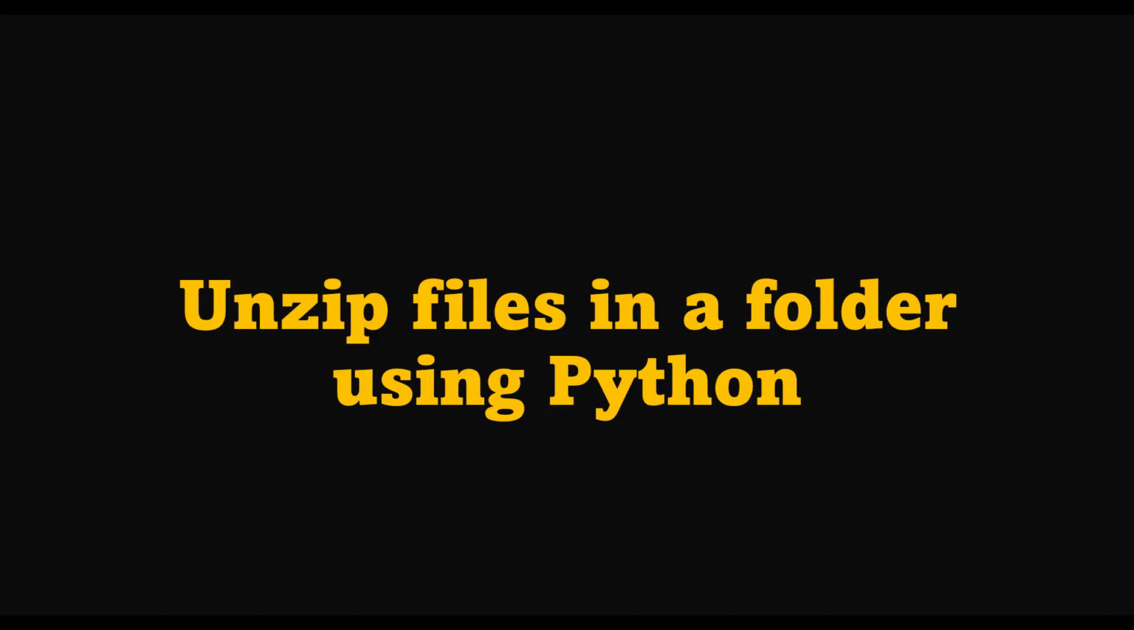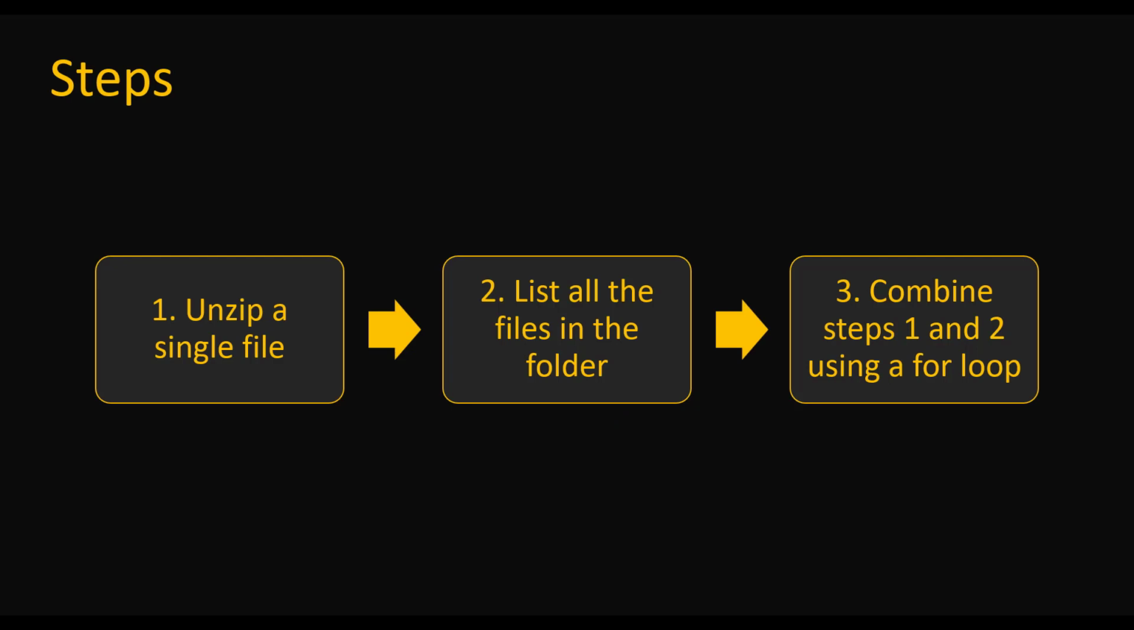Now we are going to do this in 3 steps. So what do we need to do for unzipping a folder in Python? First we'll learn how to unzip files using Python. Second, we'll learn to list all the files in a folder using Python. And then third, we'll combine steps 1 and 2 using a for loop to get to our objective. Now let us look at the first step, which is how to unzip a single file using Python.